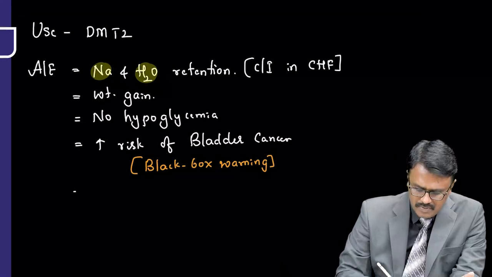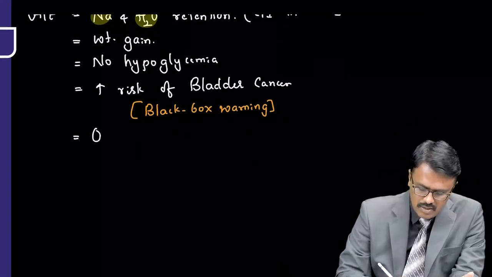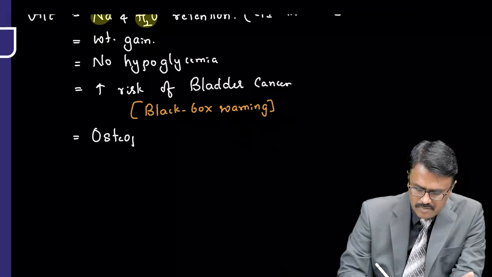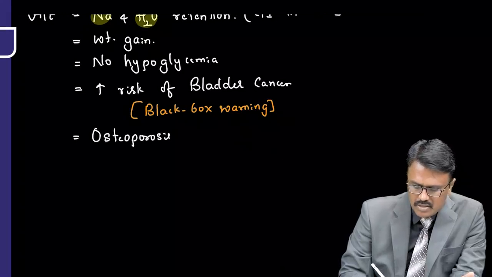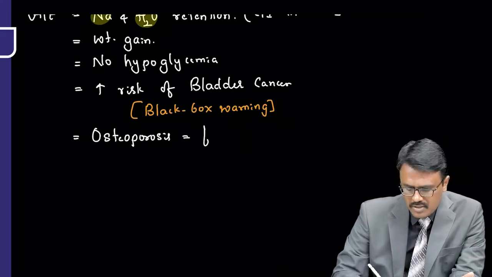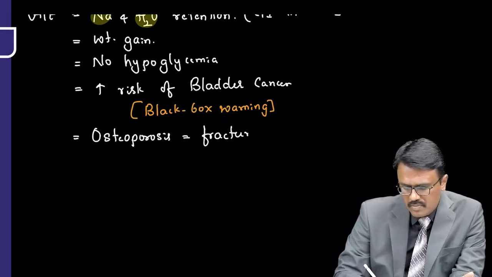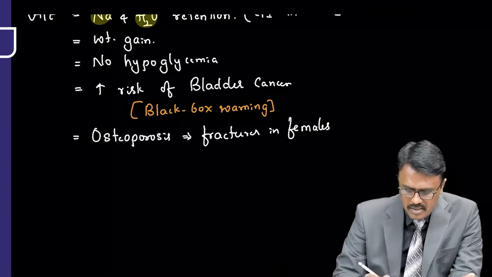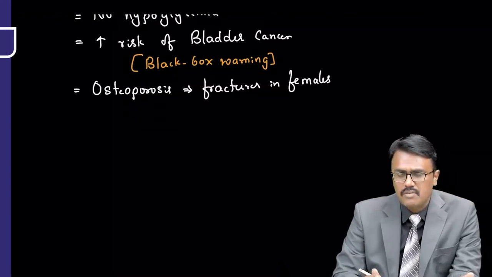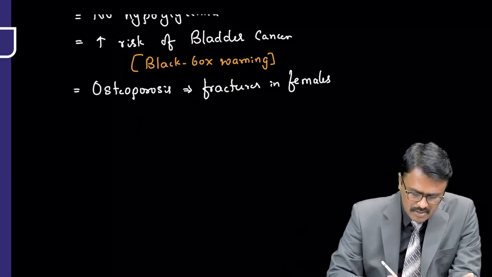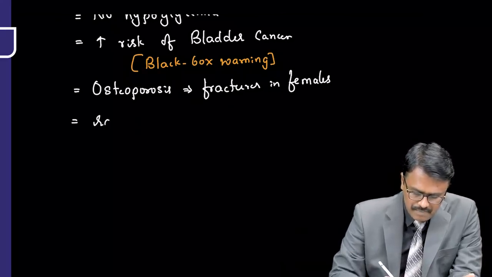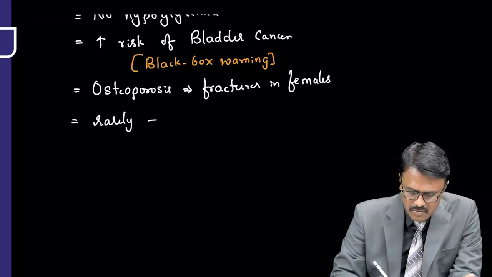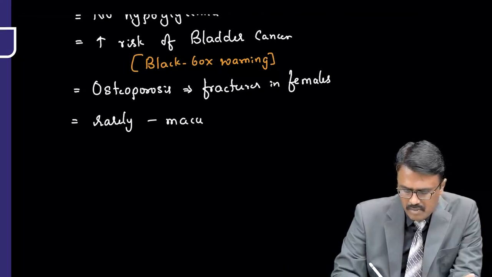Another important adverse effect is the drug is known to increase the risk of osteoporosis. Now this osteoporosis will lead to fractures, particularly in females. The studies have shown the fractures have been increased more in females compared to males. Right? So osteoporosis leading to fractures in females compared to males. And rarely the drug is known to produce edema called macular edema.